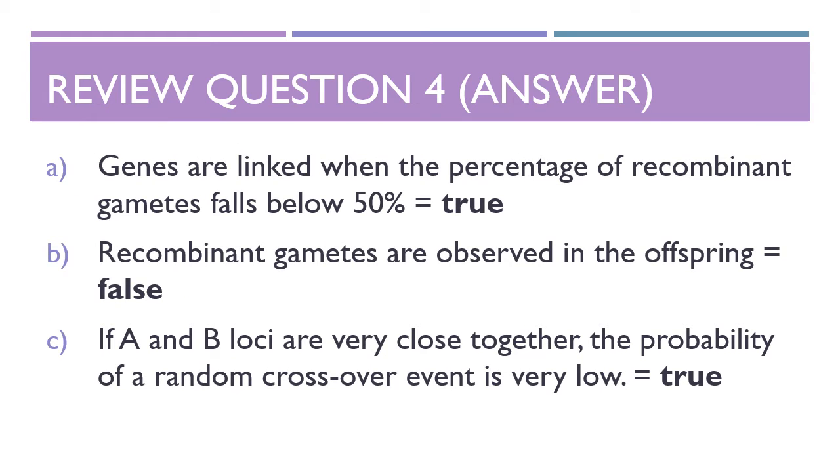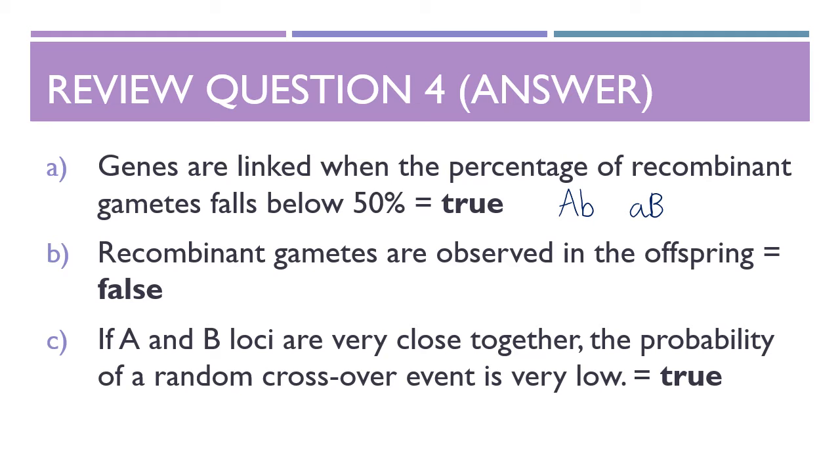Okay, so that first statement, genes are linked when the percentage of recombinant gametes falls below 50%. So this is true. Remembering that if I'm looking at that A and B locus, the recombinant gametes are going to have a unique combination of alleles that's different to the parental generation. So in order for these alleles to come together, there needs to be that independent assortment. If genes are linked, there's none of that independent assortment. Those genes are being inherited together.